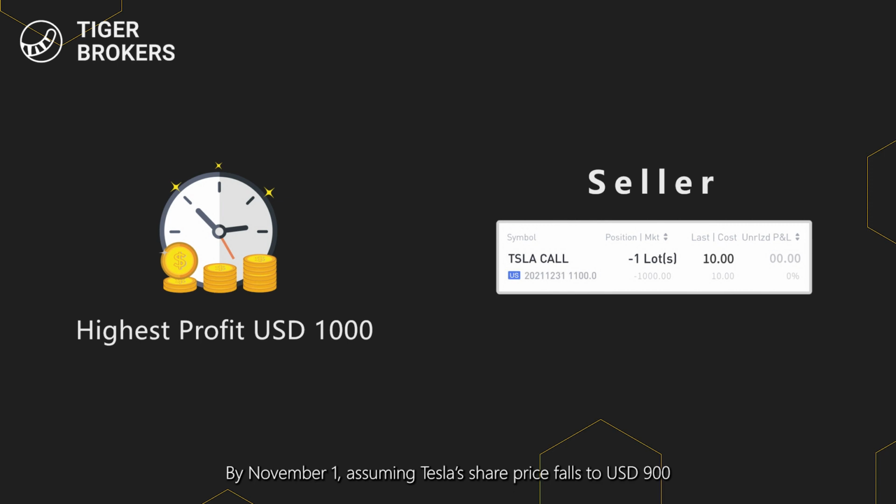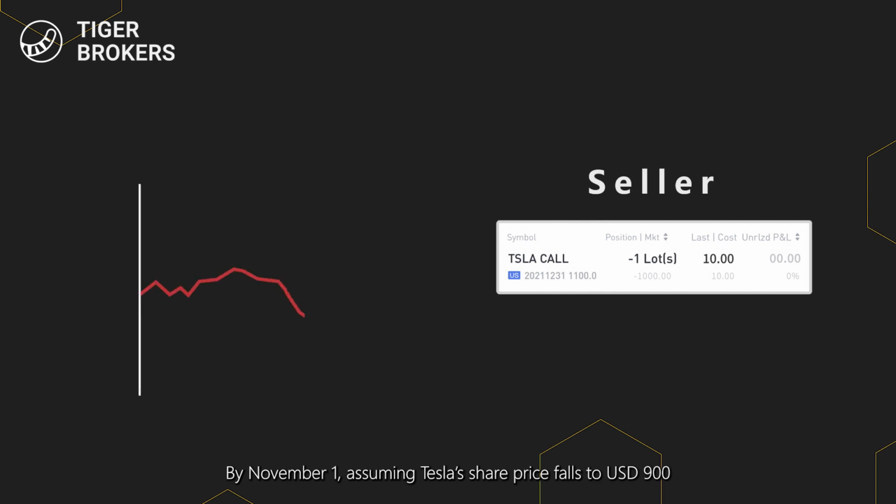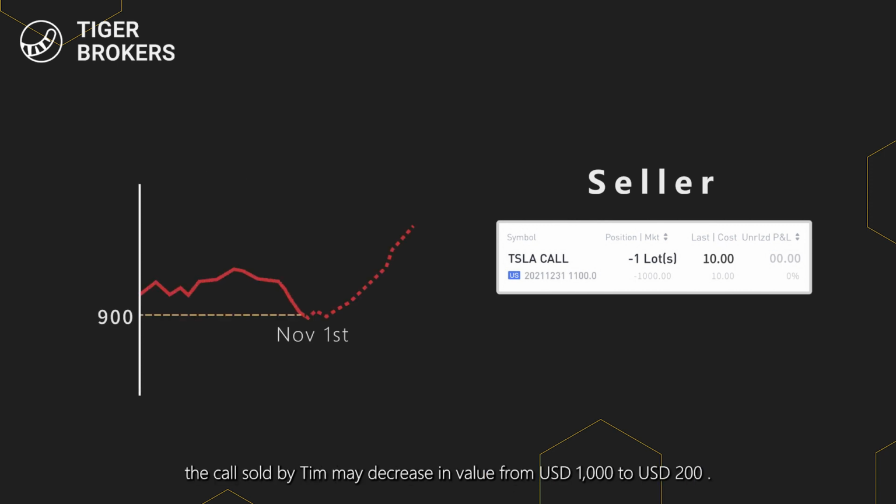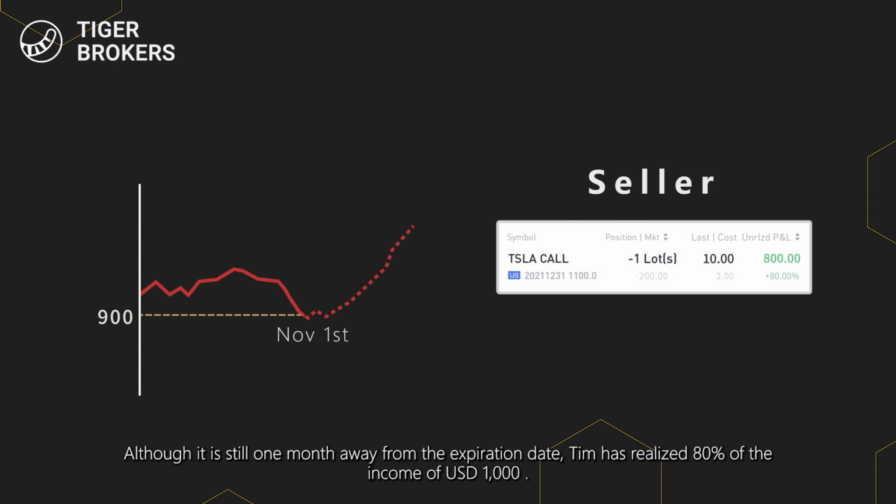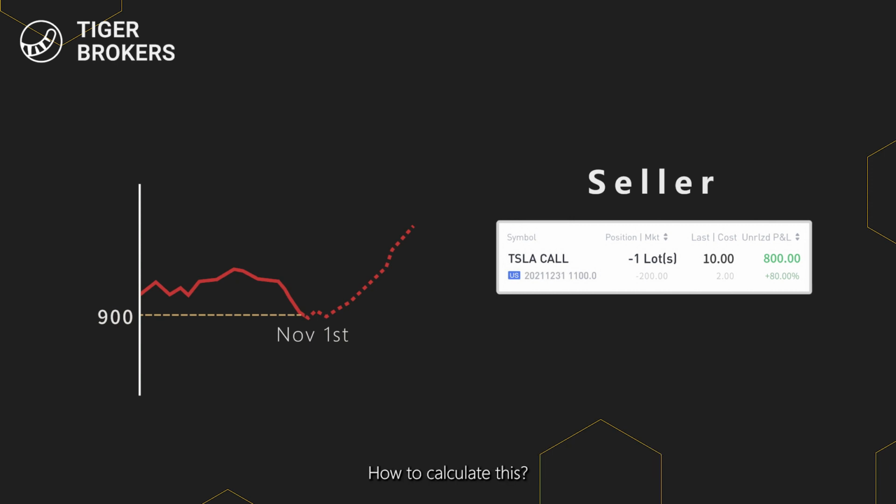By November 1st, assuming Tesla's share price falls to $900, the call sold by Tim may decrease in value from $1,000 to $200. Although it is still 1 month away from the expiration date, Tim has realized 80% of the income of $1,000 US. How to calculate this? $1,000 minus $200 divided by $1,000 equals 80%.